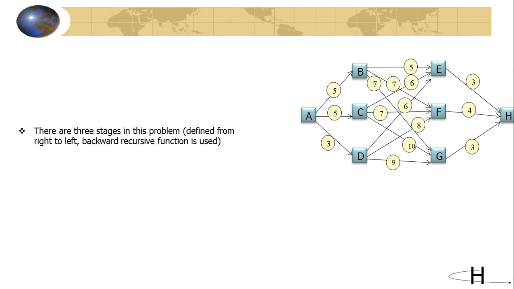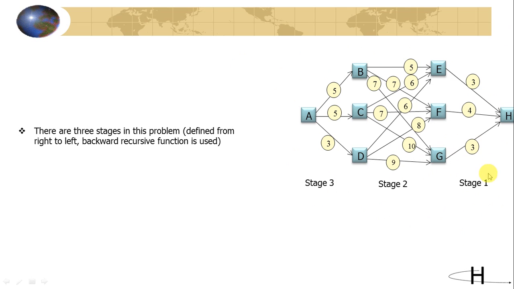Now, as I told earlier, in a dynamic programming problem, the problem is divided into a number of stages. So we will divide this problem into 3 stages. This will be stage number 1, this will be stage number 2, and this one stage number 3. Now we have started from the right and we are going towards the left, so the computational procedure we are going to use is the backward computational procedure.